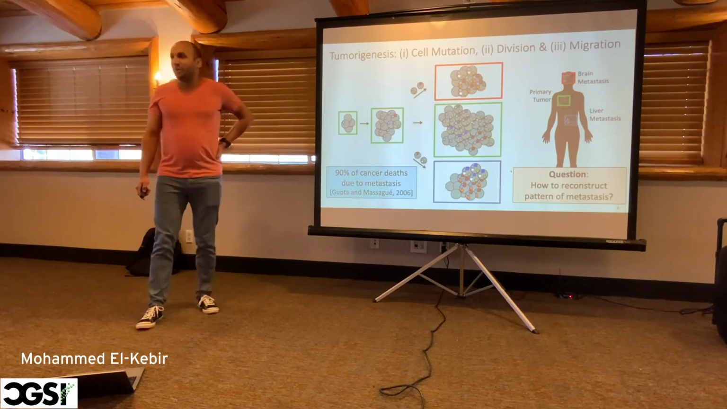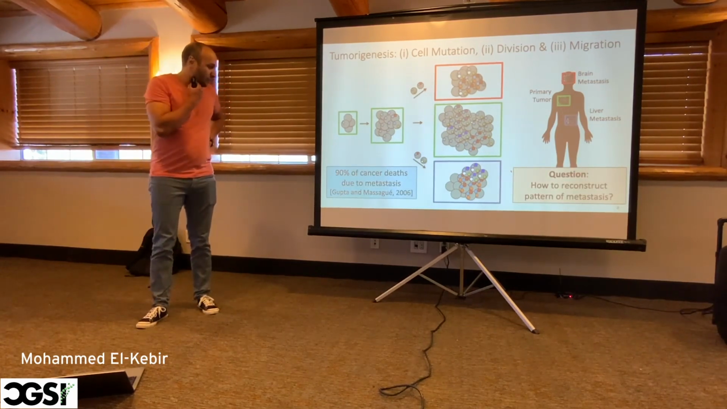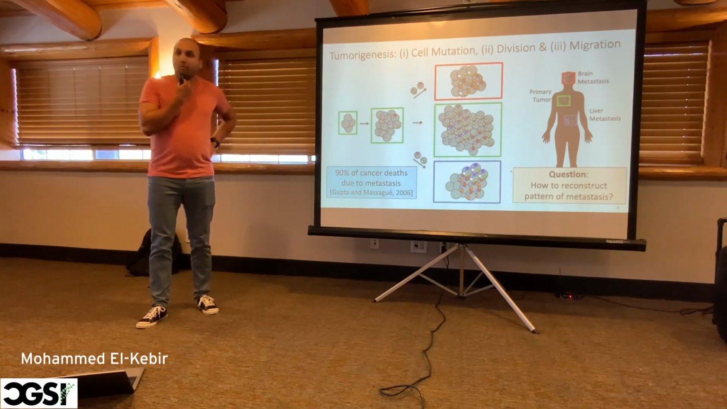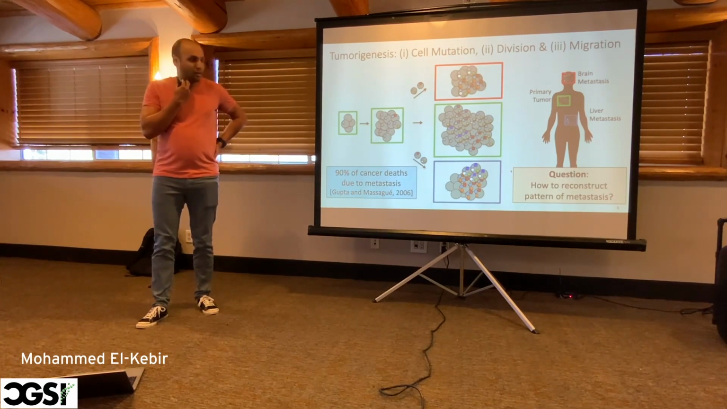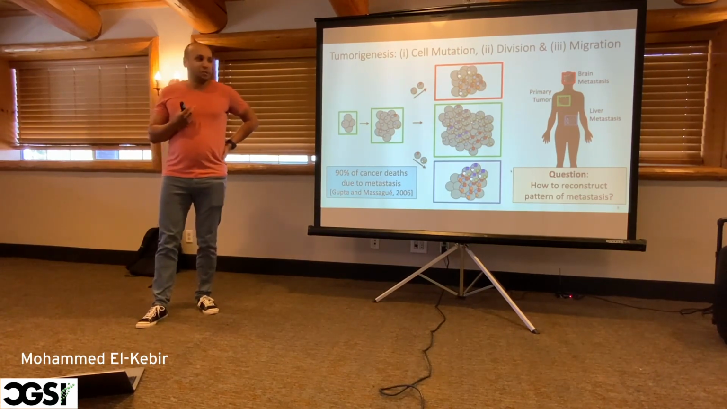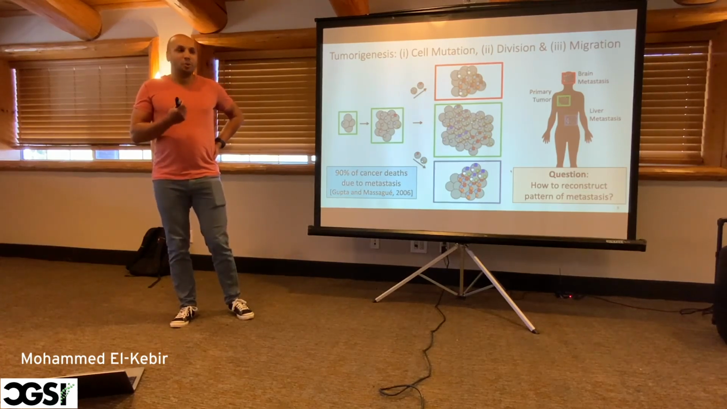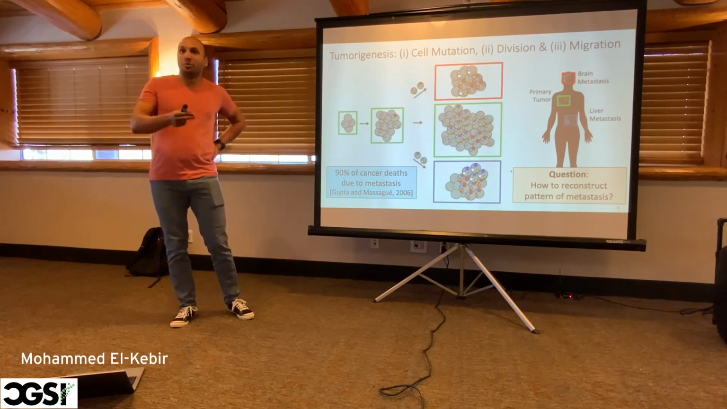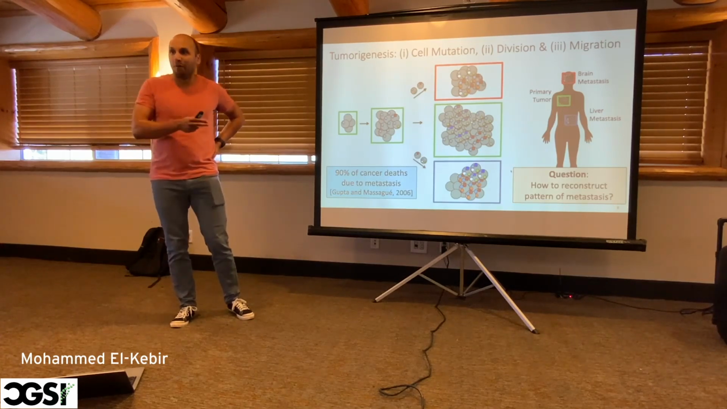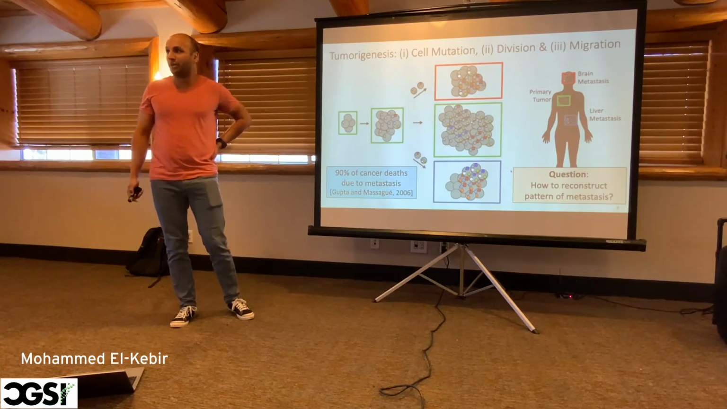What's important to realize is that 90% of cancer deaths are because of metastasis. So this is something that we want to prevent, and to prevent it, we need to understand it. So the question I'm going to be focusing on is, can we reconstruct the pattern of metastasis? What was the order? Which cells left the primary tumor? Was there seeding from a metastasis to another metastasis, or did it all come from the primary tumor? These are the kinds of questions that we want to answer.